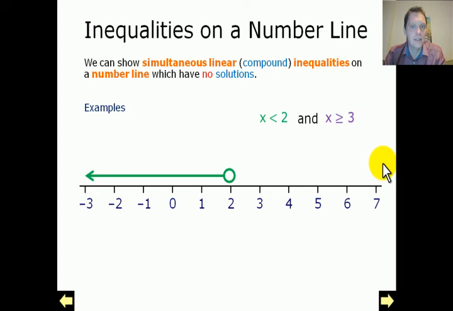Here we've got two inequalities that are shown on the number line. So x is less than 2, find 2, draw a line to the left because x is less than 2. X being greater than or equal to 3, filled in circle because of my inclusive inequality, and a line going to the right. But as you can see, they do not overlap. There's no area which is actually corresponding to both of our inequalities. Because they don't overlap, there is no solution to this.